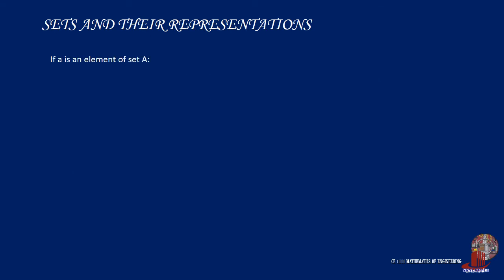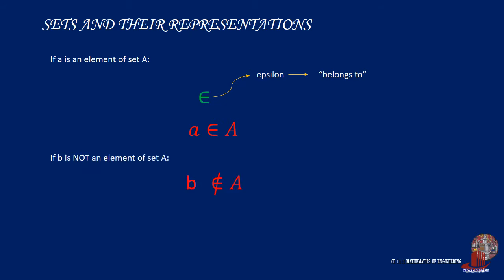If a is an element of a set A, we say that a belongs to A. The Greek symbol epsilon is used to denote the phrase belongs to. Thus, we can write it as a epsilon A. If b is not an element of a set A, we write it as such, and we can read it as b does not belong to A. Thus, in the set V of vowels in the English alphabet, we can say that a belongs to V, but b does not belong to V.